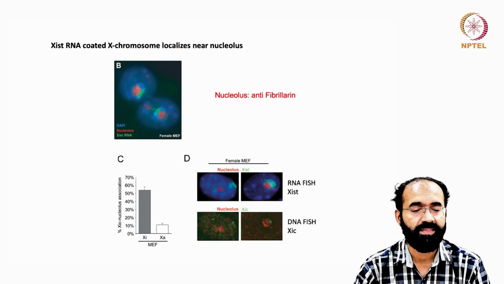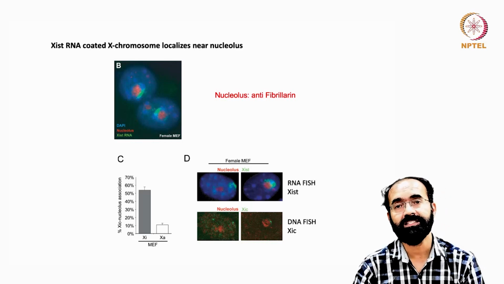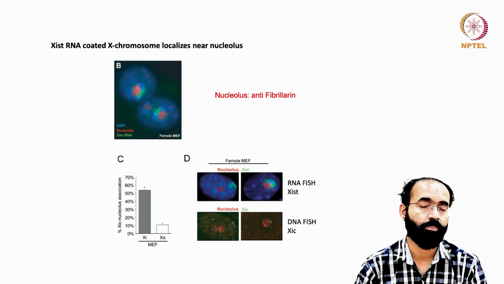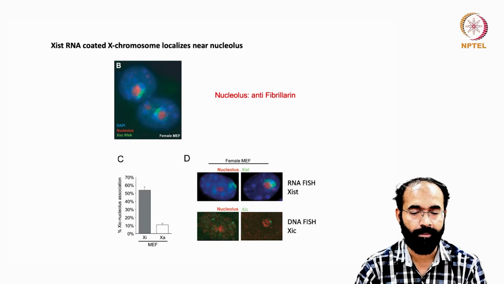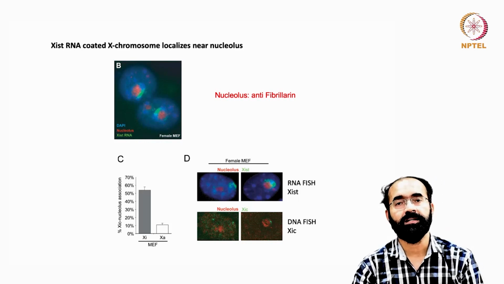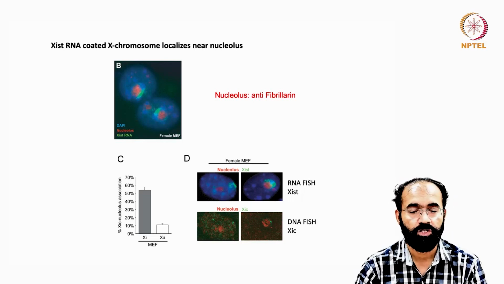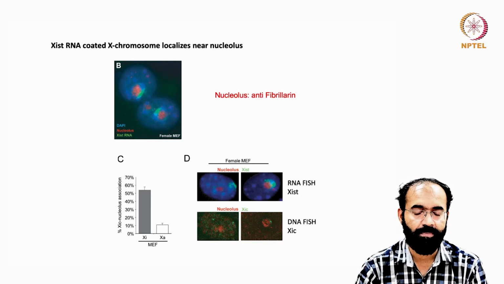So what happens? The Xist RNA coating the X chromosome localizes near the nucleolus. The nucleolus is a place where you have a lot of expression of ribosomal RNA. It is stained with a marker, anti-fibrillarin. Staining is done for a protein that can mark the nucleolus, because nucleoli have a lot of fibrillarin, and that is seen in red. And you can see the Xist RNA is very close.